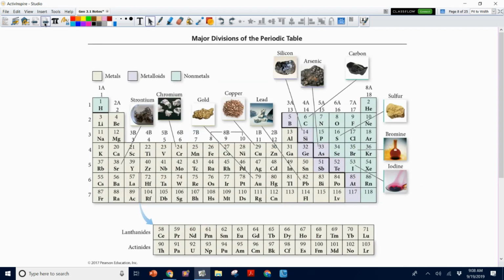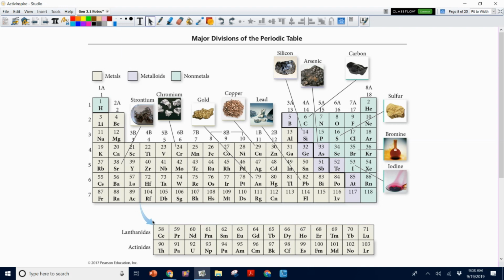All right, so let's talk about the periodic table. There are some major divisions on the periodic table that we need to talk about. The first major division is that the periodic table is divided up into metals and nonmetals. We see here at the top, this brownish color, these are all the metals. And then the lavender are the metalloids, and the nonmetals are green. If you look at any periodic table, you're going to see this very dark stair step line that starts up here at boron and then goes down, stair stepping through the periodic table. That is the division line between the metals and the nonmetals.